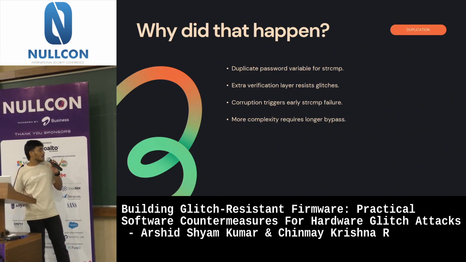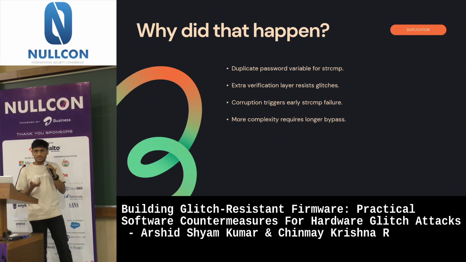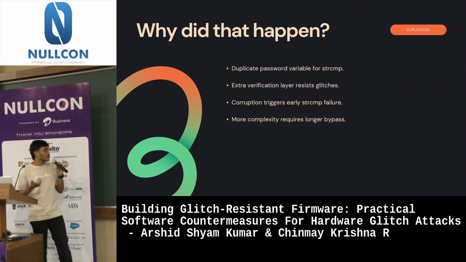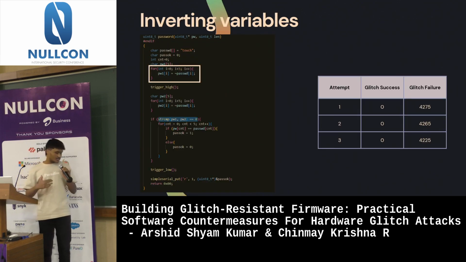So again, just recapping, why did that happen? We duplicated the password, we run a string compare, and the extra verification of the string compare adds extra complexity, which makes it more glitch resistant. So the corruption triggers early and the string compare fails, and we don't even let you reach the password critical section code.